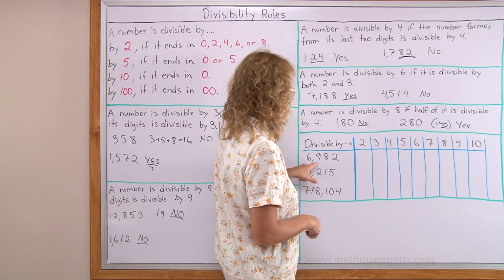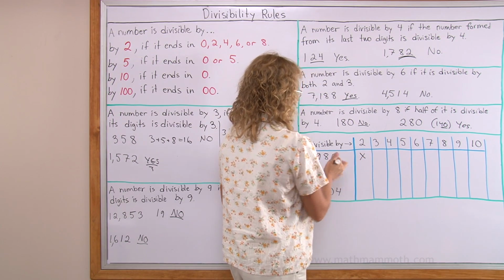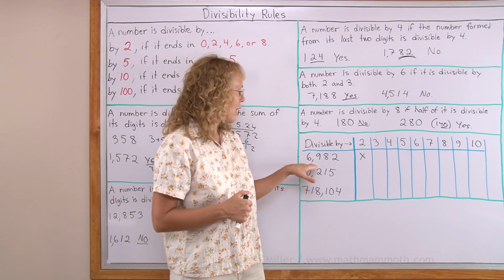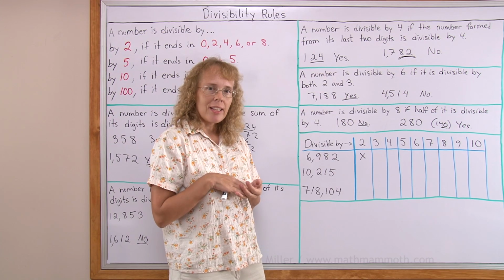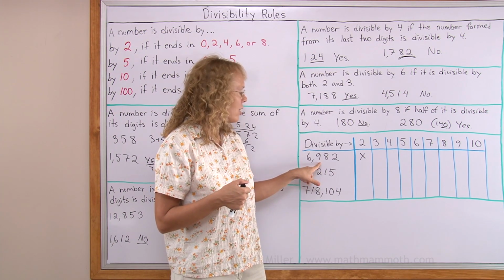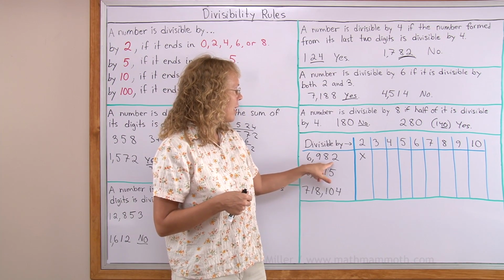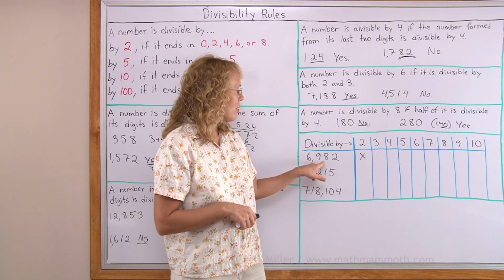First of all, 2. Is this number divisible by 2? Yes, it's an even number. And is it divisible by 3? I need to check the digit sum. I need to add these and check if that's divisible by 3. When I'm adding the digits, I can actually omit any digits that are already divisible by 3. Okay? I just add 8 plus 2 is 10. 10 is not divisible by 3, so neither is this number.